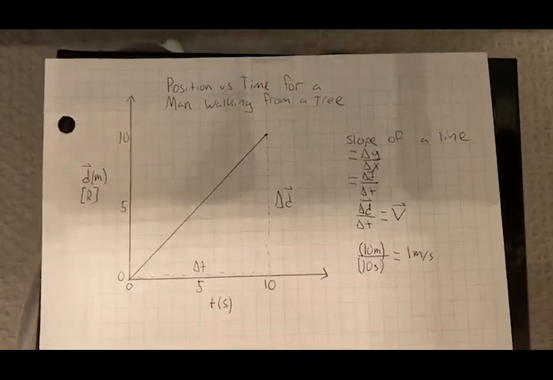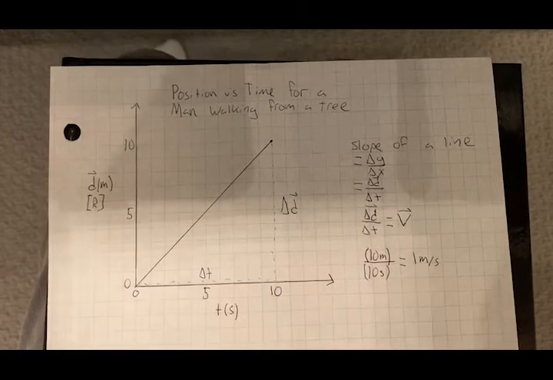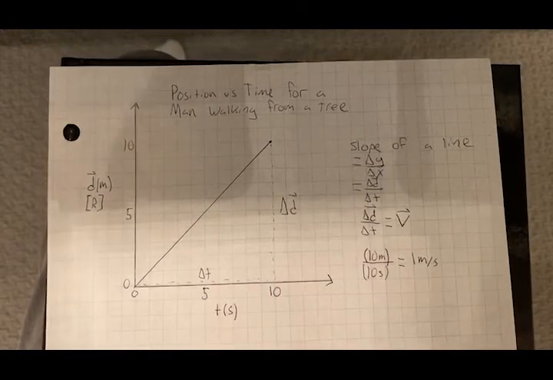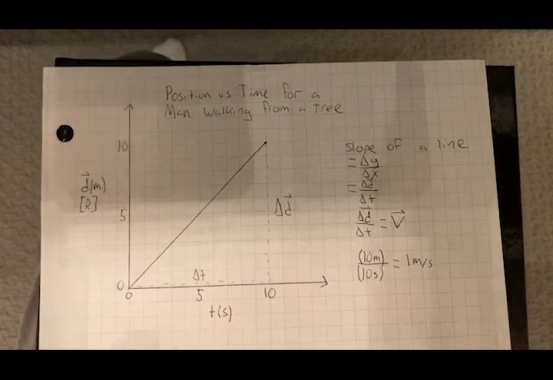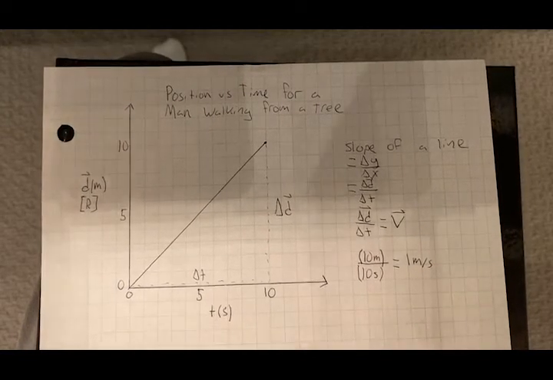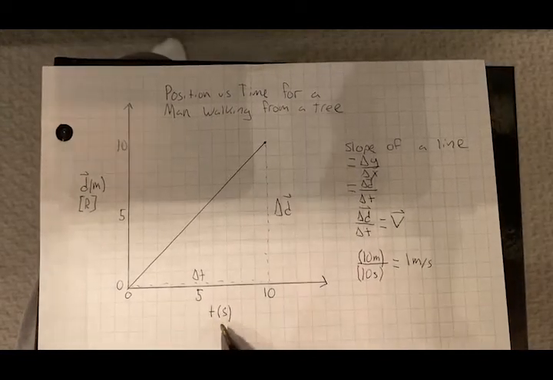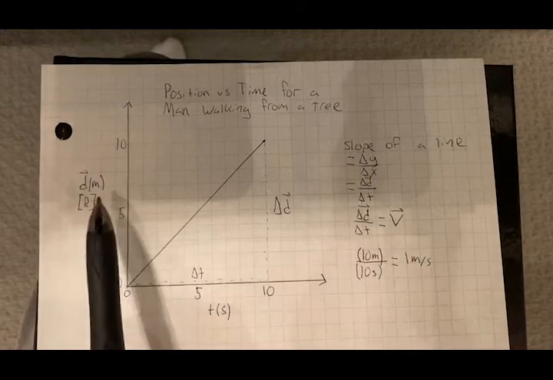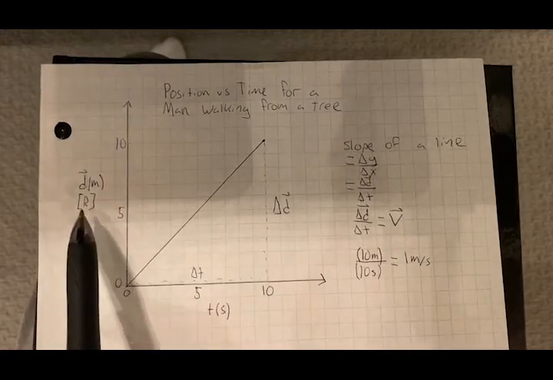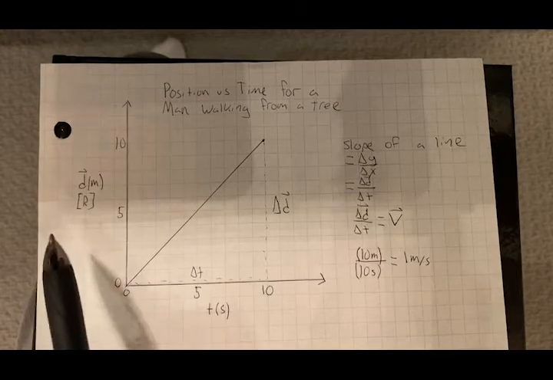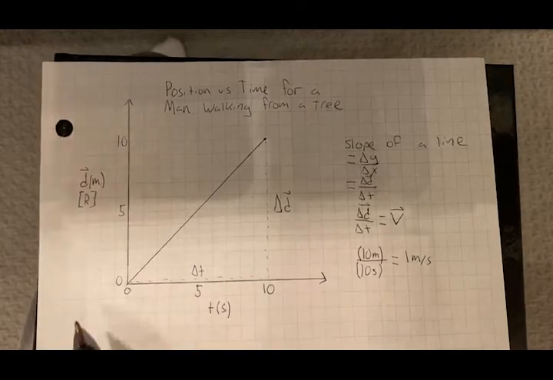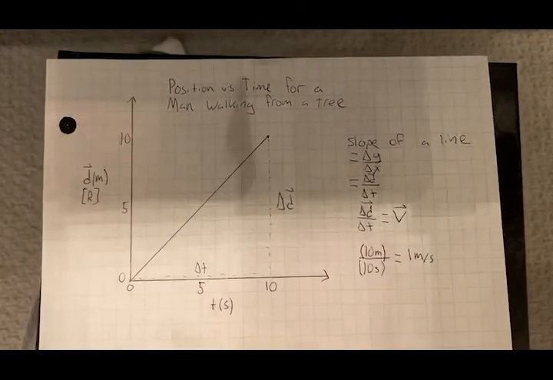So what would happen if we were to graph this last scenario? Saying that it took him 10 seconds to cover those 10 meters, it would produce a graph that looks like this, with time in seconds on the bottom, and displacement in meters to the right, because that's the way we defined our reference frame. So this is what our line would be.